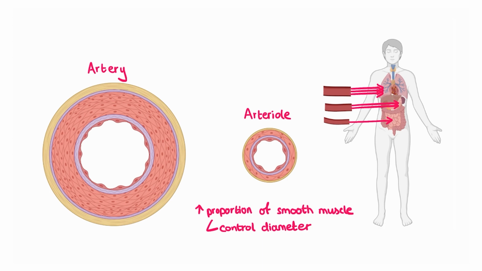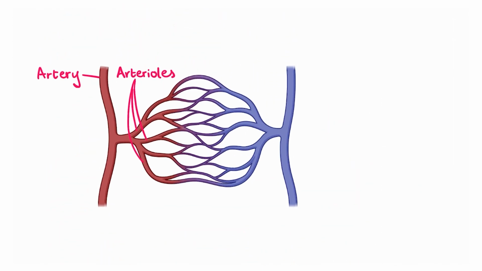Now, the arterioles themselves will then branch further to give rise to the smallest of all the blood vessels, the capillaries. The role of these capillaries is to carry the blood as close as possible to all the cells, allowing substances to be transferred between the cells and the blood.